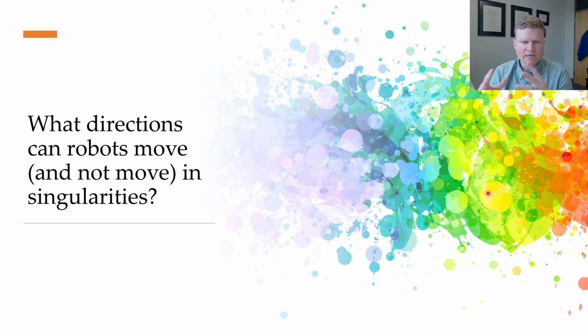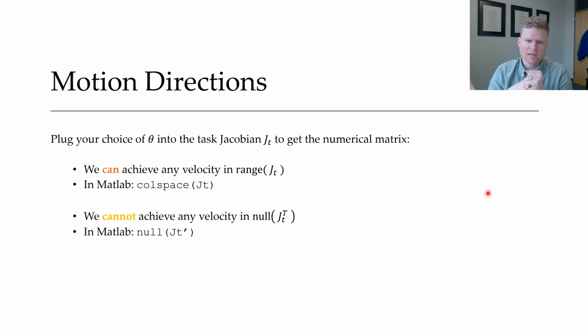I think we're getting at this, but I want to spell it out a bit more clearly. In what directions can the robot move or not move when I'm at one of these singularities? Here I want to, again, just use the Jacobian. This is why I think the Jacobian is such an interesting concept, because you can extract so much information from it. So you find a singularity, let's call it theta. You plug this value of theta into your Jacobian, you get your numerical matrix, and then you can figure out exactly what directions you can move and not move using these commands.